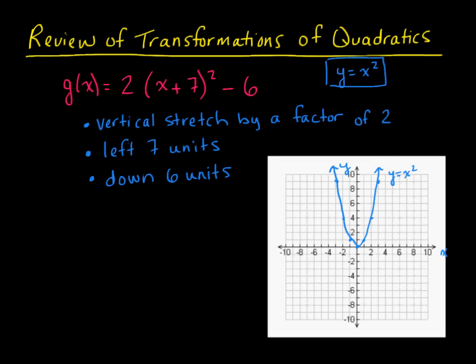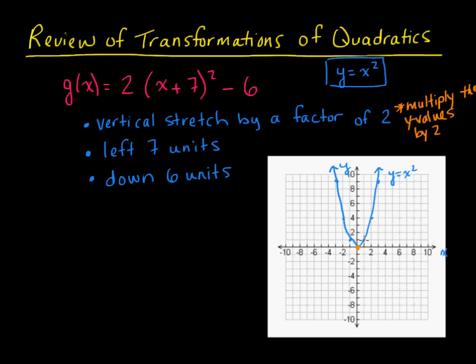Now, this means that we're going to multiply the y values from the parent function by 2. So if I start with the point at the origin, the y value there is 0. If I multiply that by 2, I'm going to still get 0. And so that point is going to remain invariant, which means that it does not move after the transformation.